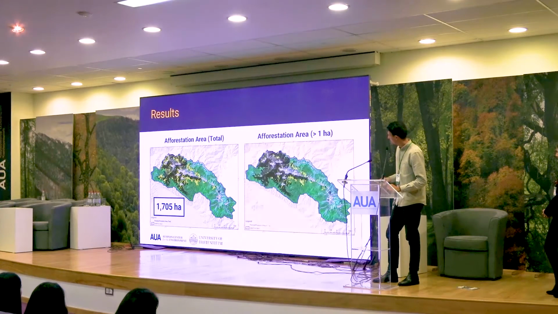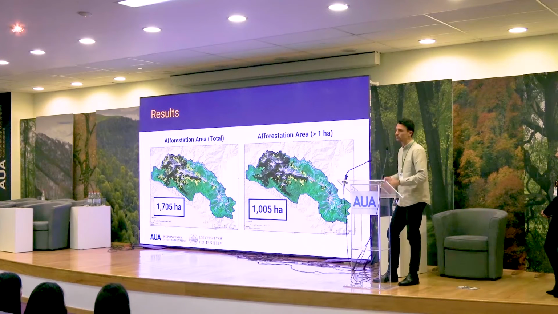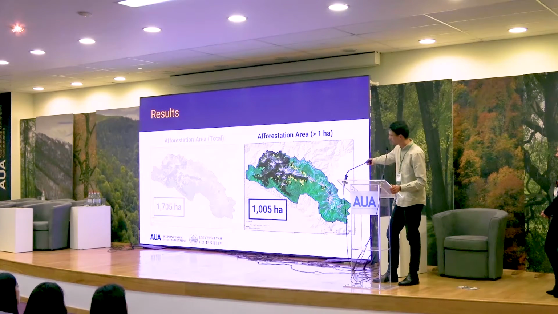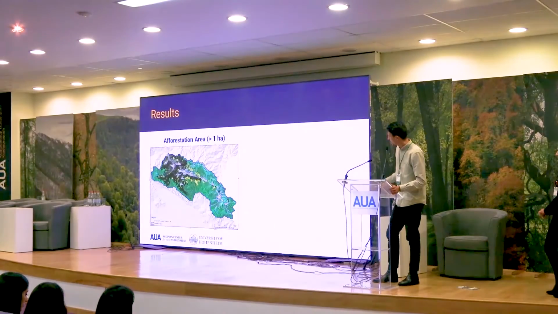So we made another map that shows the potential afforestation area again in the yellow polygons. However, here the minimum size is 1 hectare. And the area that we found here equals 1,005 hectares, which could be afforested immediately. So what did we do? We focused, as I said, on the potential afforestation areas that are greater than 1 hectare in their plot size. And we went there.